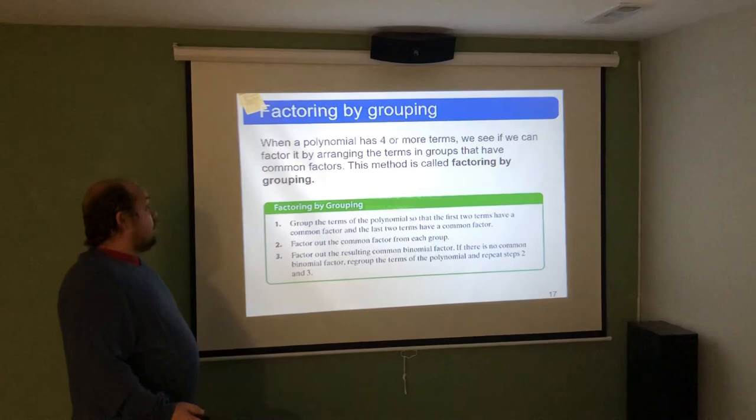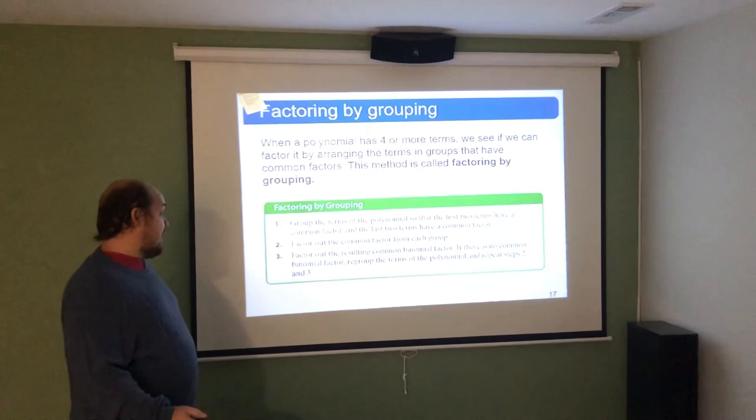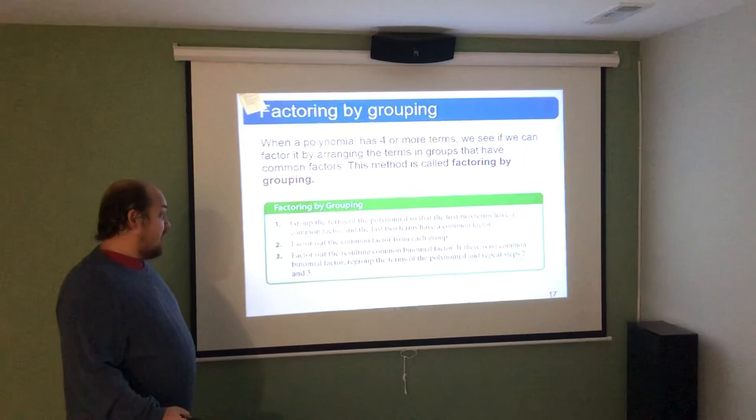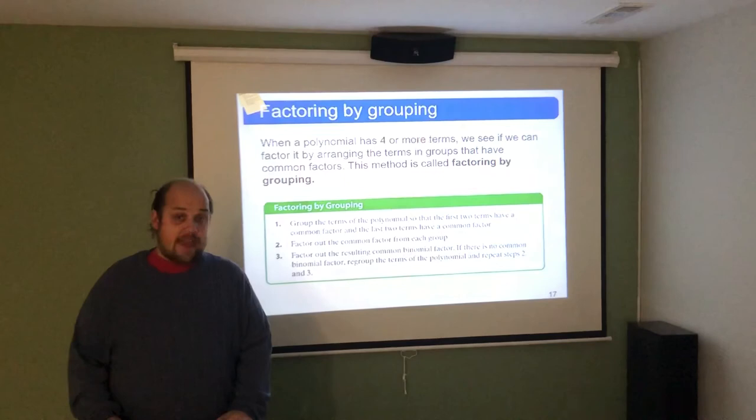When we want to factor by grouping, it's when a polynomial has four or more terms, and we see if we can arrange those terms so that we put the first two terms together and the last two terms together. We group the polynomials so that the first two terms have a common factor and the last two terms have a common factor. We then factor out that common factor from each group, and we factor out the resulting common binomial factor. If there's not a common binomial factor, we have to go back and group it a different way.